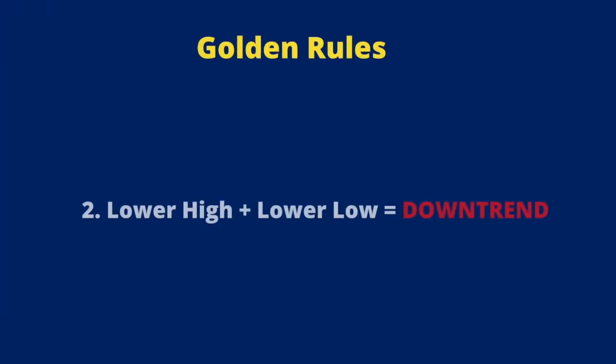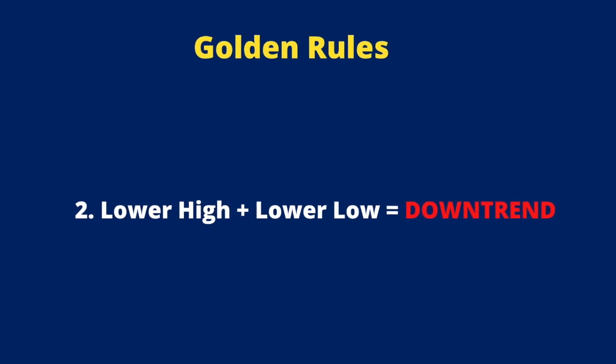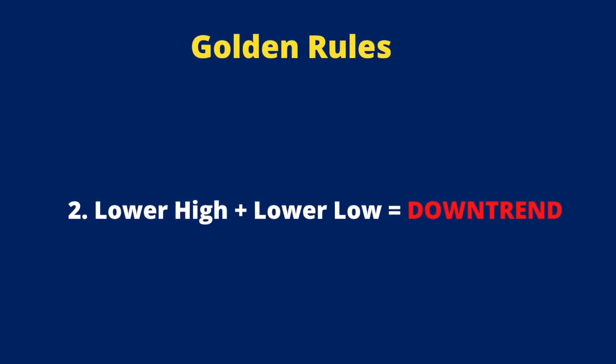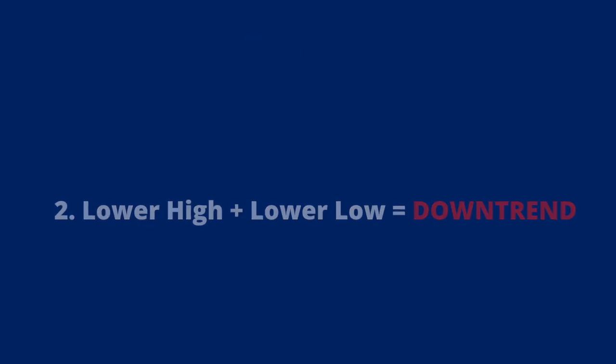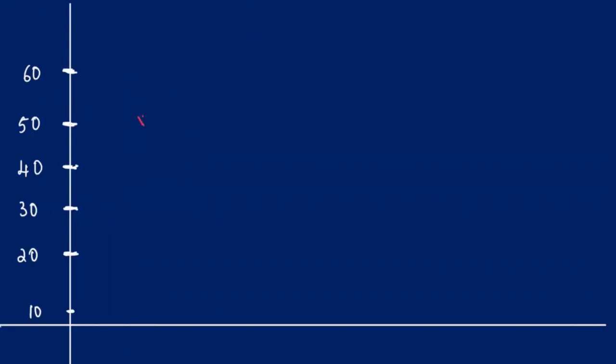Now let us discuss rule number 2. Rule number 2 is lower high plus lower low is equal to downtrend. Now let us see how to use this rule to identify downtrend. In this example, the current price of a particular stock is $50. At the $50, we will mark high.